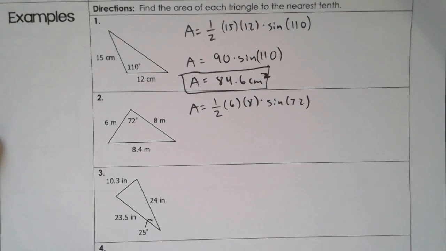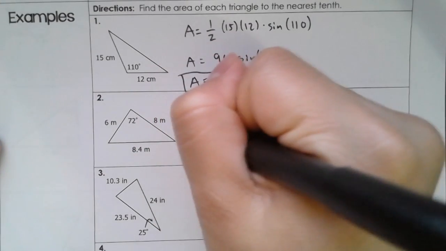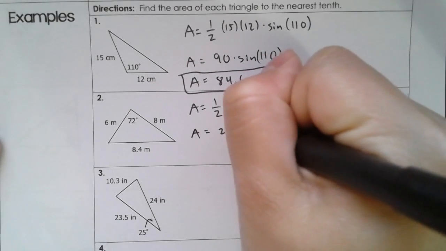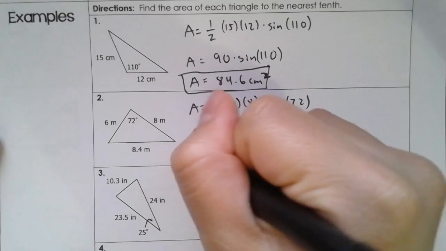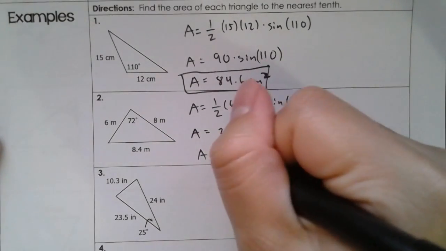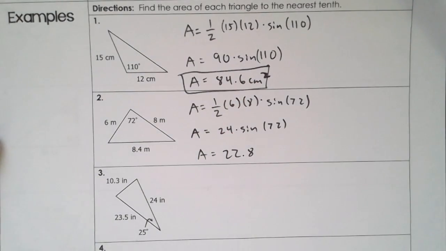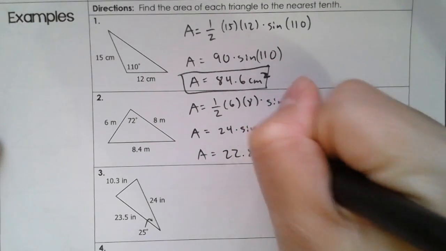6 times 8 divided by 2, you're going to get that the area is equal to 24 times the sine of 72. And then in your calculators, you're going to get that this is 22.8 meters squared.